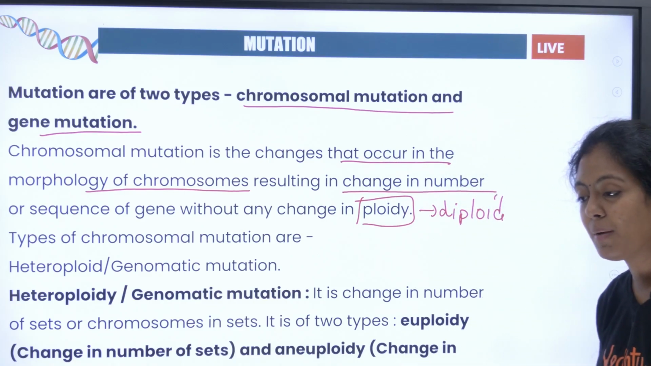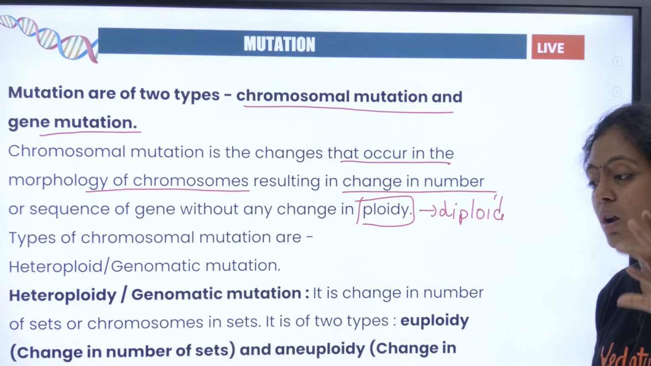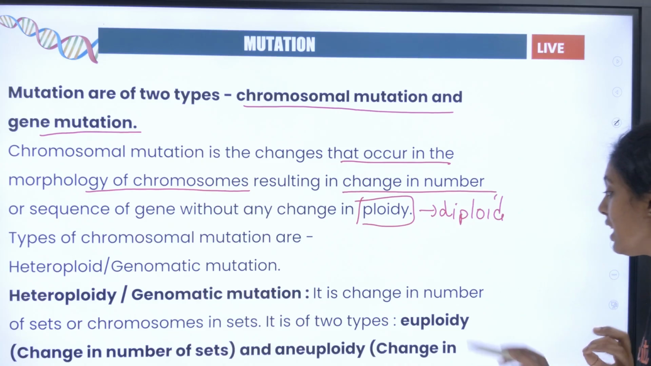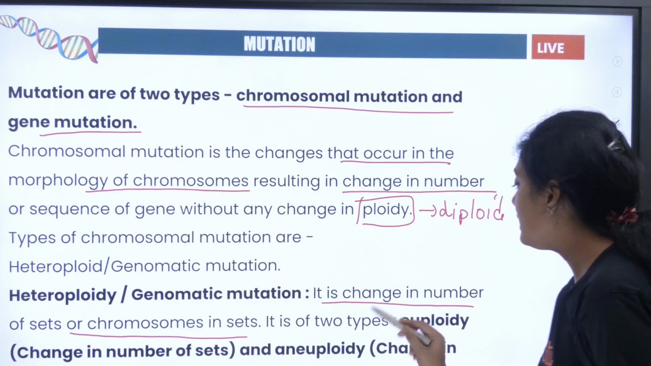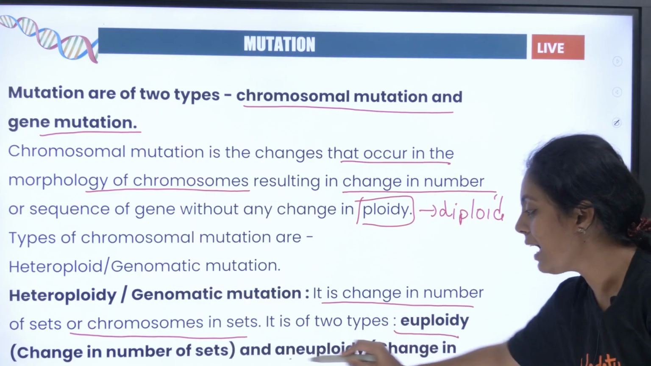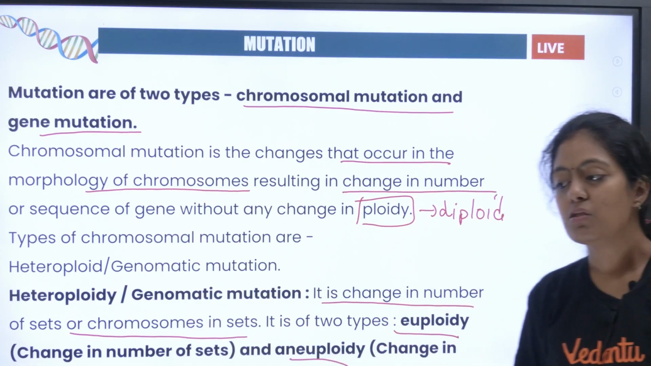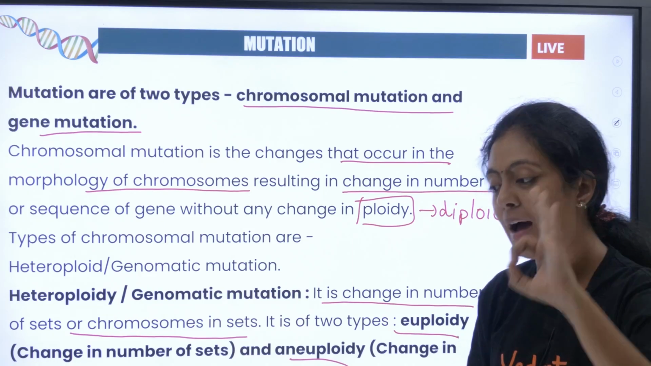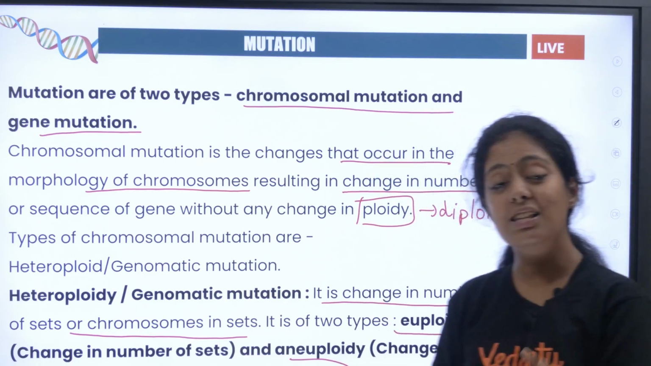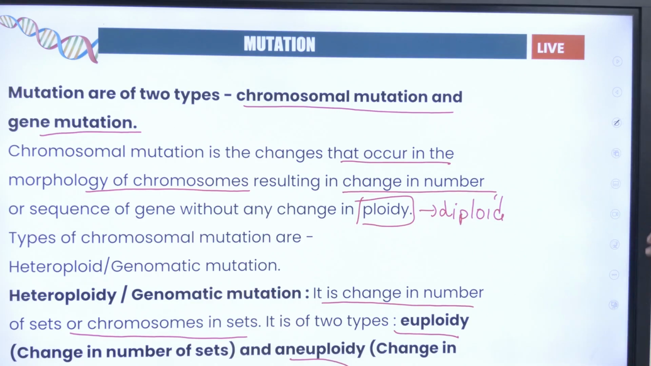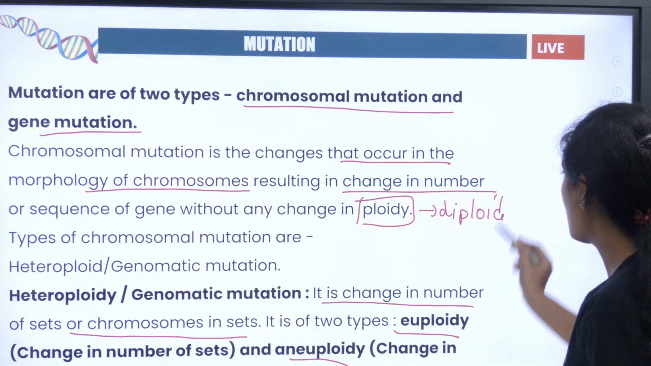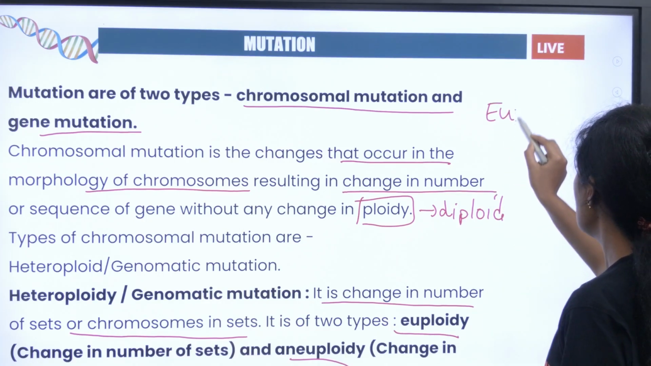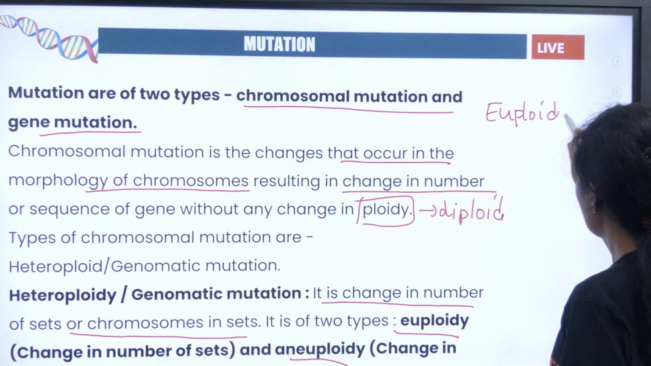So there are two kinds. Heteroploidy or genomic mutation is a change in the number of sets of chromosomes. It is of two types, euploidy and aneuploidy.